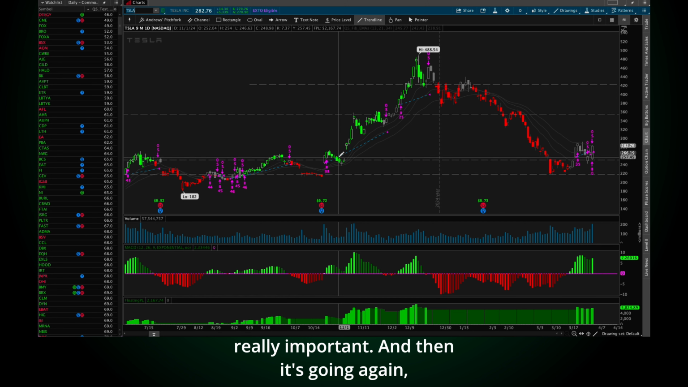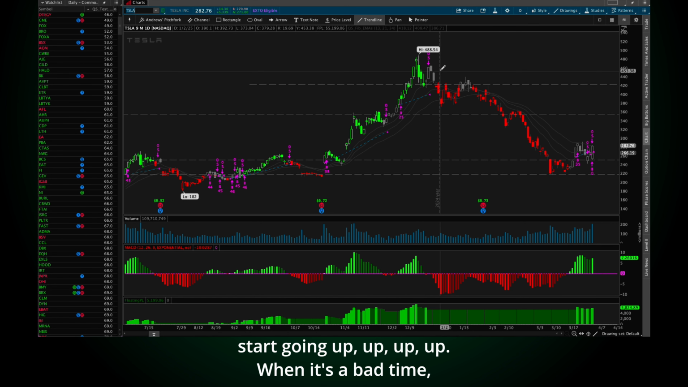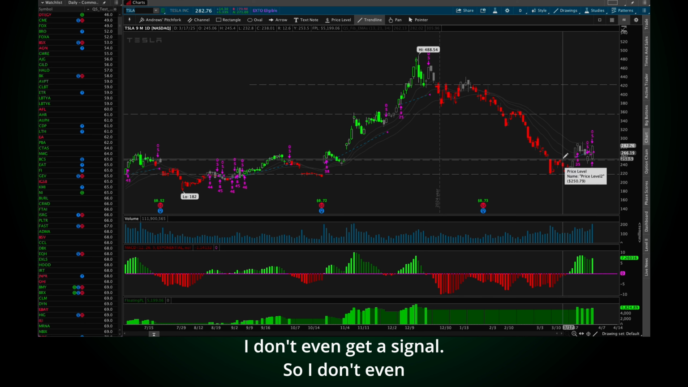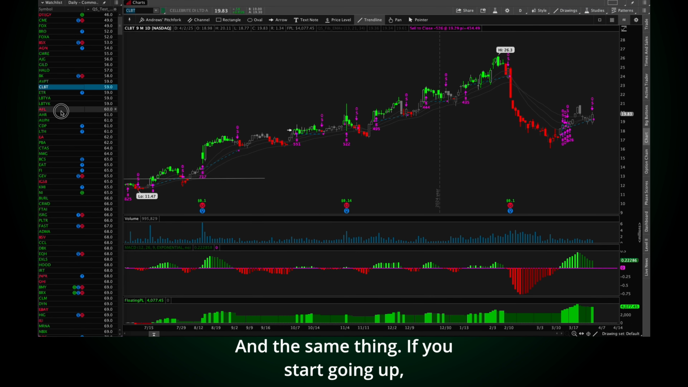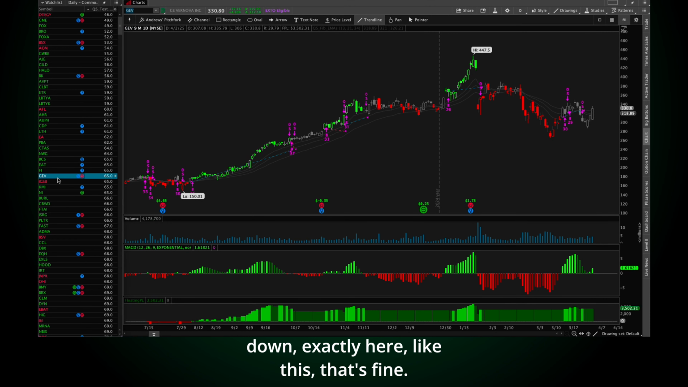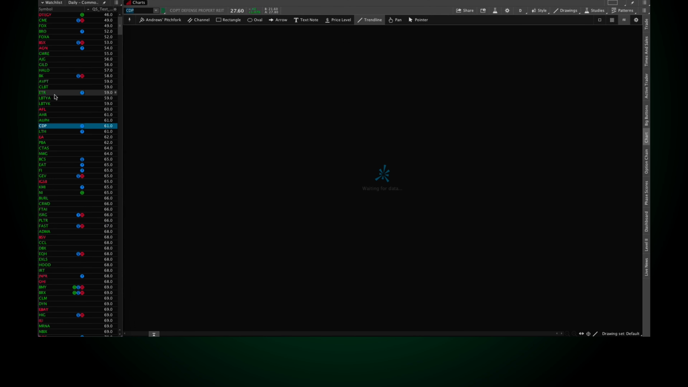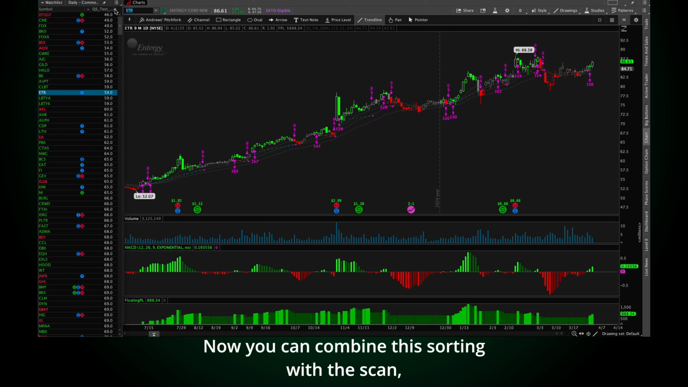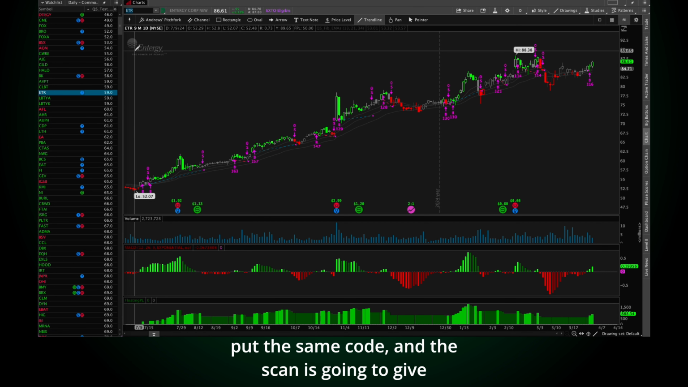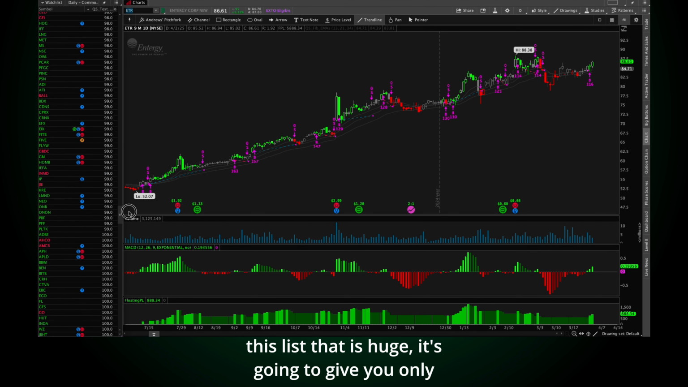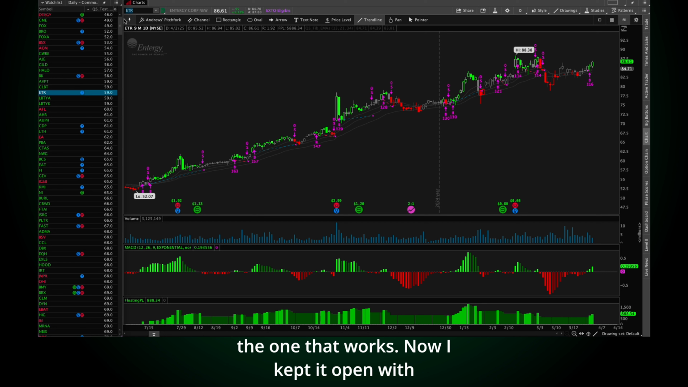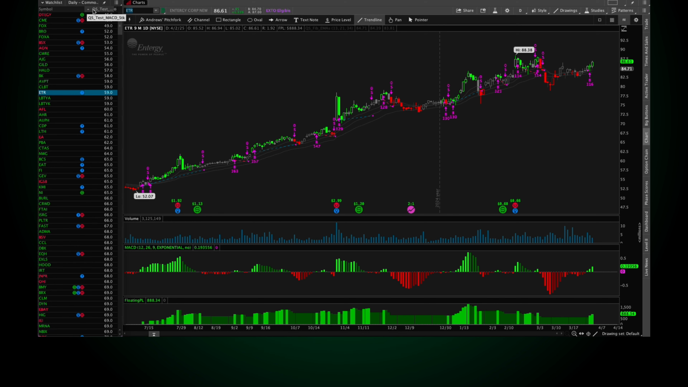And then when it's green again, it starts going up, up, up, up. When it's a bad time, I don't even get a signal. So I don't even have to worry about this one when it's a bad time. And the same thing, if it starts going up, down, exactly here like this, that's fine. Now you can combine this sorting with the scan, put in the same code, and the scan is going to give you only the best one. Instead of giving you this list that is huge, it's going to give you only the ones that work. Now, I kept it open with the sorting because I want to show you also the shorting.